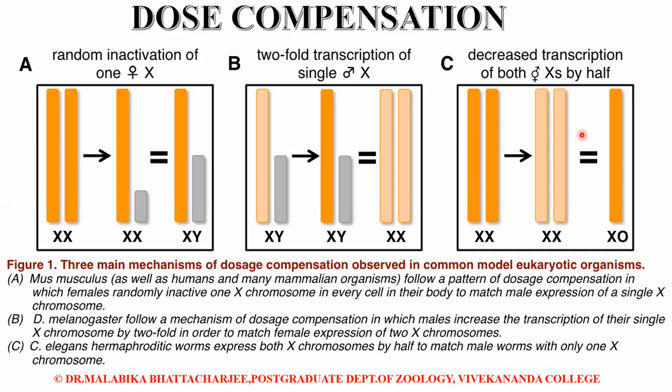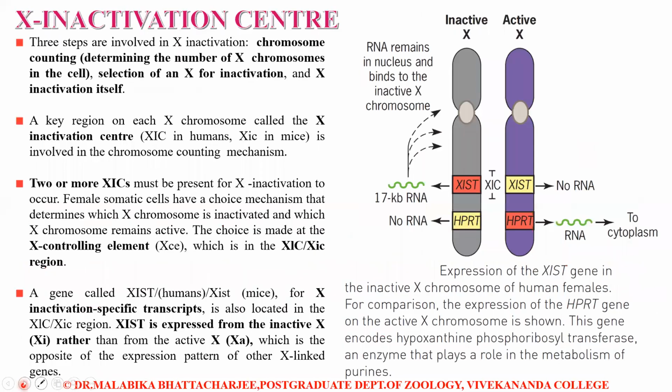Now coming to humans. Start with humans. In case of humans, there are basically three steps in X inactivation. The first step is the chromosome counting. Check how many X chromosomes are present. Then randomly select an X chromosome for inactivation. Finally, inactivating the X chromosome.